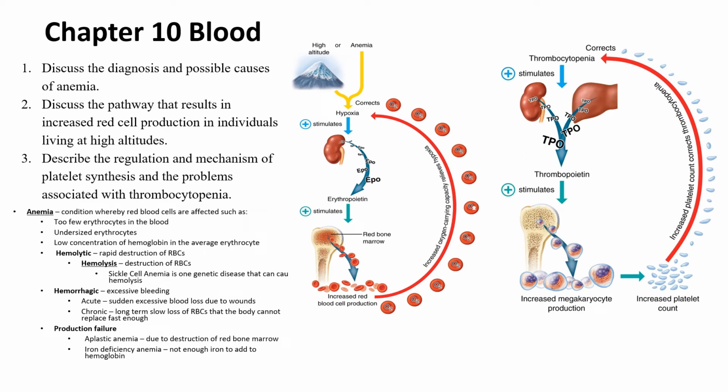Possible causes of anemia: there's hemolytic anemia, hemorrhagic anemia, and production failure, and you can see those in the bottom left-hand corner. And then what happens to a person if they move to a higher altitude? How do we increase the oxygen carrying capacity of the blood? That's the diagram in the middle. They usually have anemia, or a low blood cell count, or lack hemoglobin. So erythropoietin is released by the kidney, which stimulates the red bone marrow to produce more red blood cells, and that corrects for the anemia.